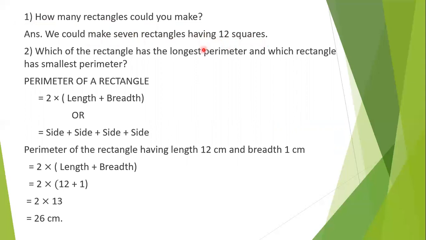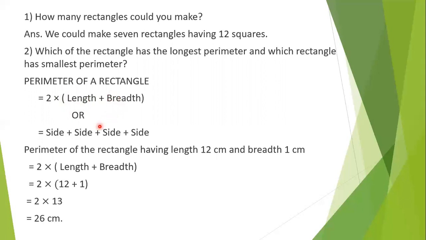Okay. Now second question, which of the rectangle has the longest perimeter and which rectangle has the smallest perimeter? In the last video, you already learned the perimeter of the rectangle. What is the formula? The perimeter of the rectangle is equal to 2 into (length plus breadth). Or we will add all the 4 sides together: side plus side plus side plus side. You can use any one of the formulas. Here I am going to use the first one, because in the higher classes we are going to follow that only. So 2 into (length plus breadth).